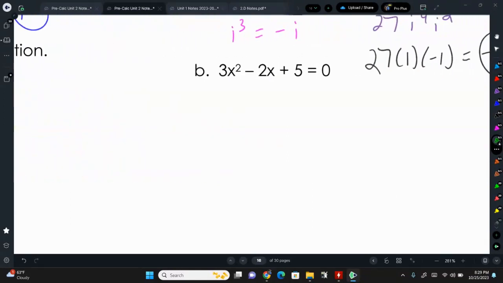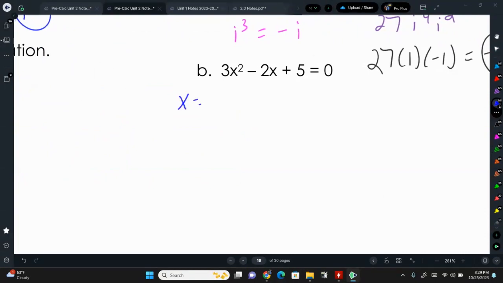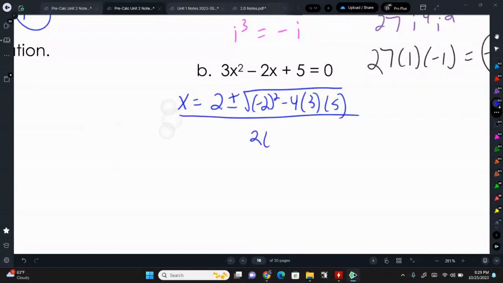Right, letter B. First, I'm going to see if I can factor that. Are there two numbers that multiply to 15 but add to negative 2? Nope, there are no two numbers, so we're going to have to either complete the square or use the quadratic formula. I would use the quadratic formula because our a value is not 1, and we have everything equal to 0 already. So x equals negative negative 2, so 2, plus or minus the square root of negative 2 squared minus 4 times a times c, all over 2 times 3.